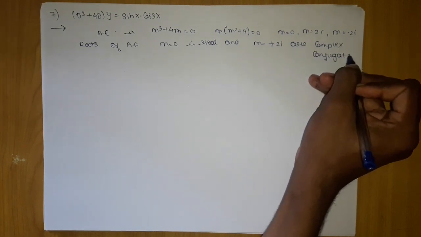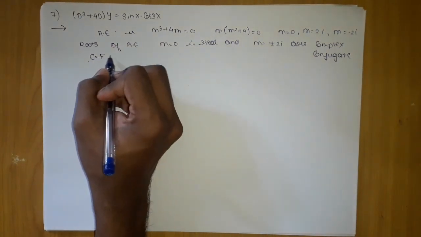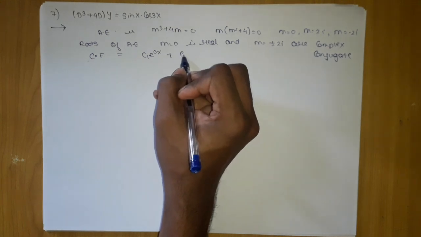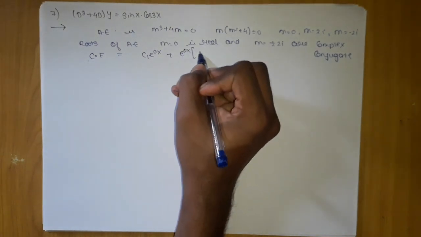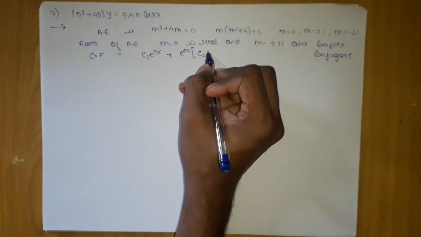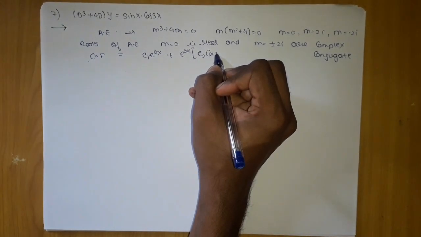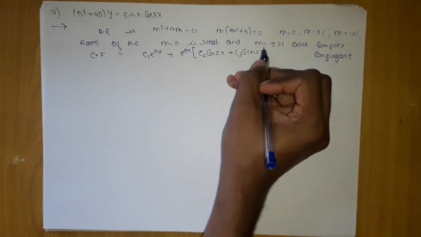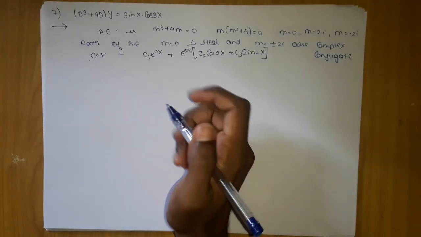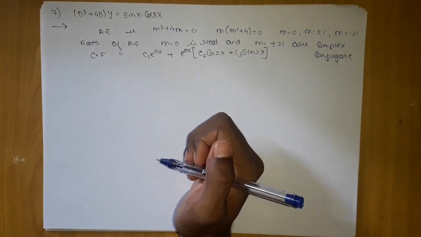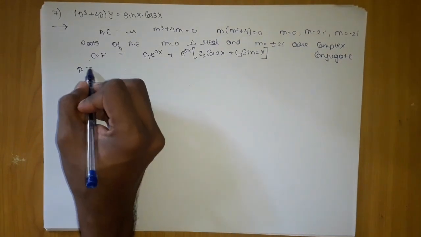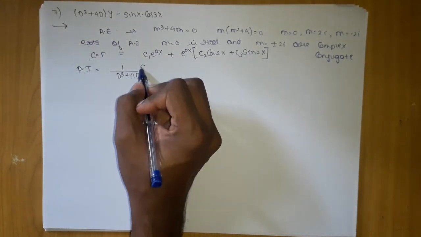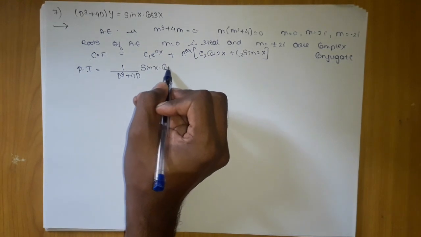After writing this thing, you can get the complementary function CF, which will be c1 e to the power 0x plus e to the power 0x bracket close c2 cos 2x plus c3 sin 2x bracket close. So this is our required answer. Now what we are going to do, we are going to get the particular integral, which will be 1 by d cube plus 4d into sin 3x into cos 3x.